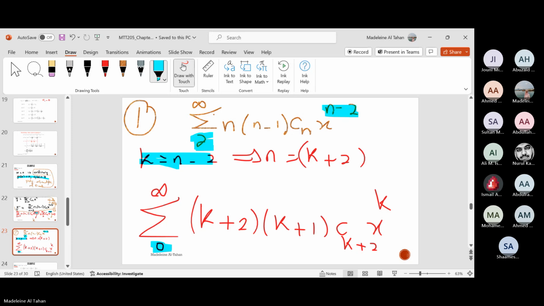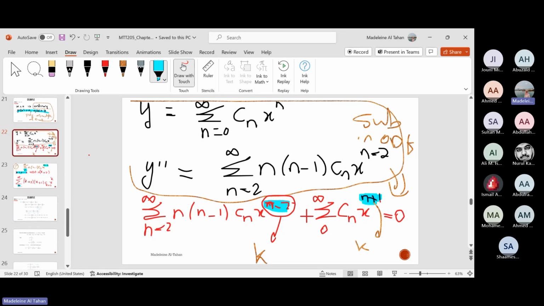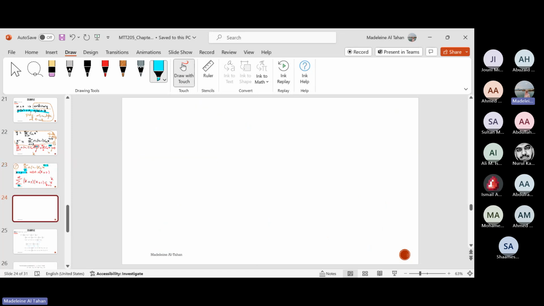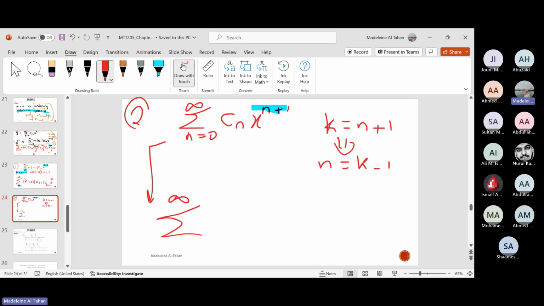It's clear. Okay, so now let's go back to the second series. The second series is sigma Cn x to the n plus 1, n equals 0 to infinity. We said that we will write k equal n plus 1, which means that n equals k minus 1. What will we get here? The infinity, the limit, is not affected. C k minus 1, x to the power k.